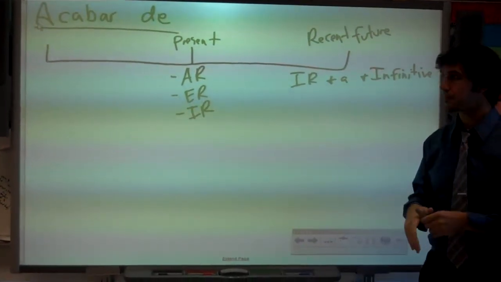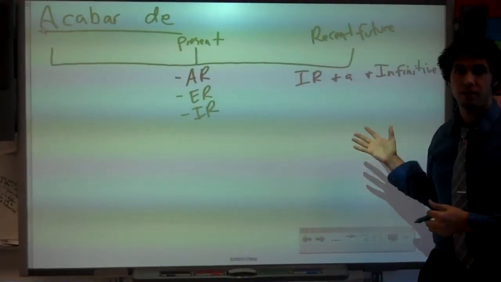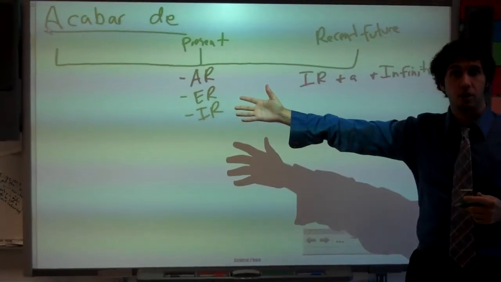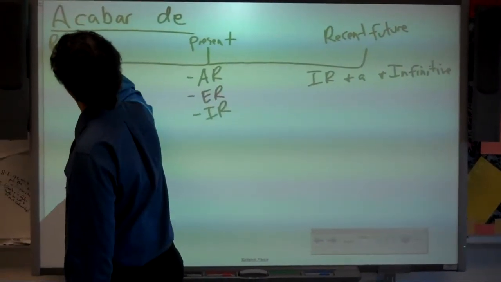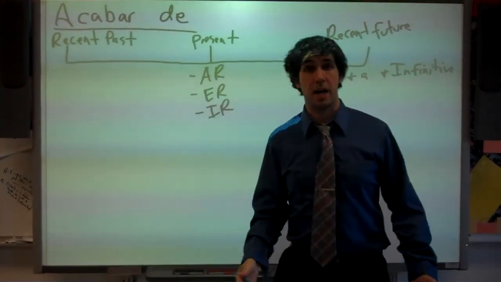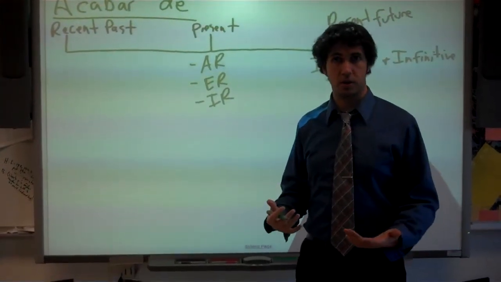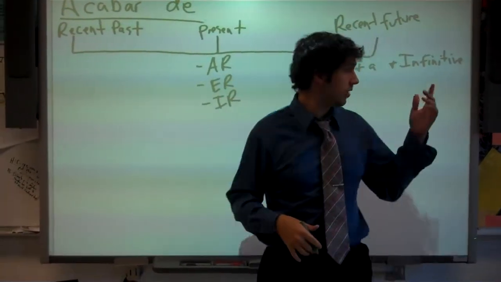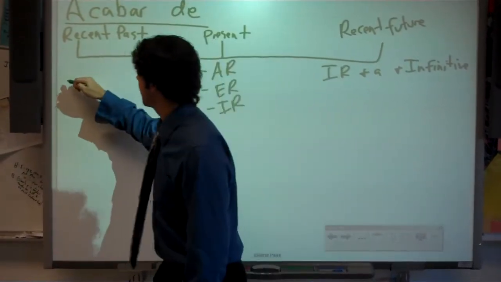Now it seems kind of unbalanced for us to do the present, the recent future, and completely disregard the recent past. So that's the thing that we're working on today: the recent past. And with recent past, acabar de is the little formula that we're going to use, very similar to ir plus a plus infinitive, in order to talk about things that just happened.